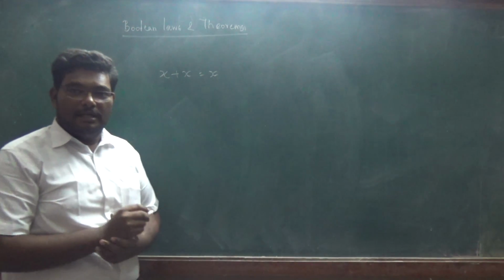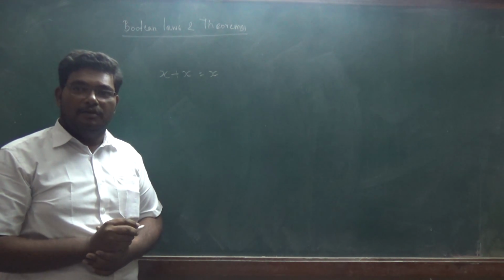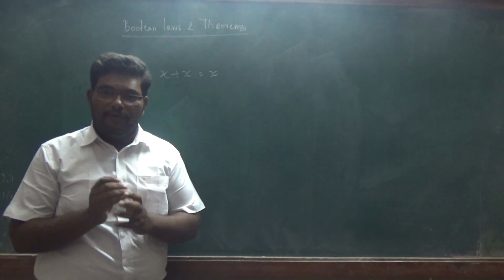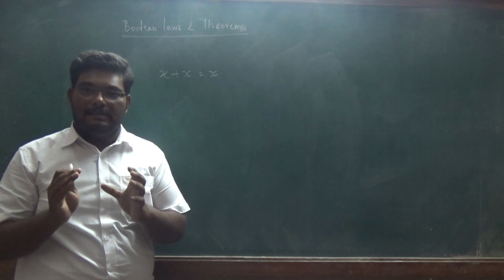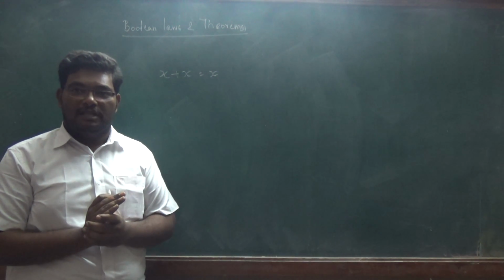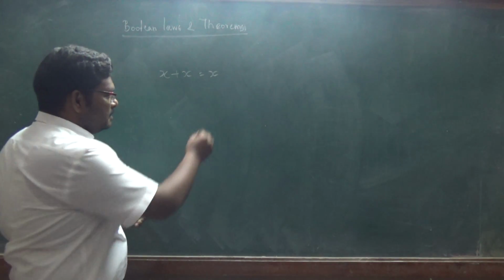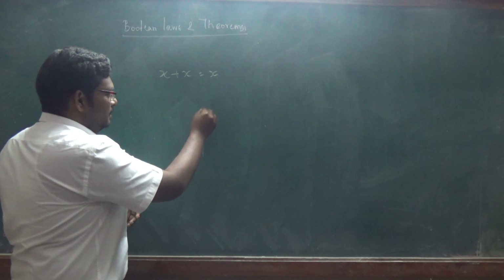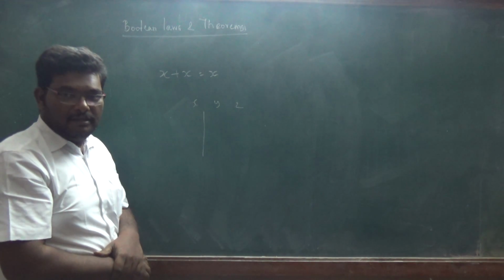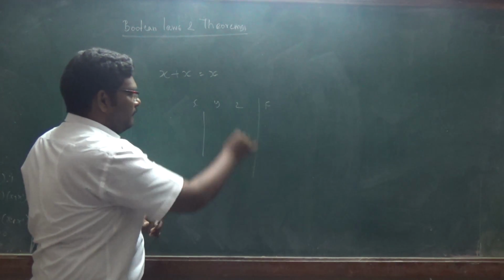Using these theorems, there are 4 to 5 different Boolean theorems. Their purpose is to reduce or simplify the Boolean function. That is the objective of Boolean theorems and laws. Now take an example. We are considering 3 different inputs, x, y, z, and only one output from f.